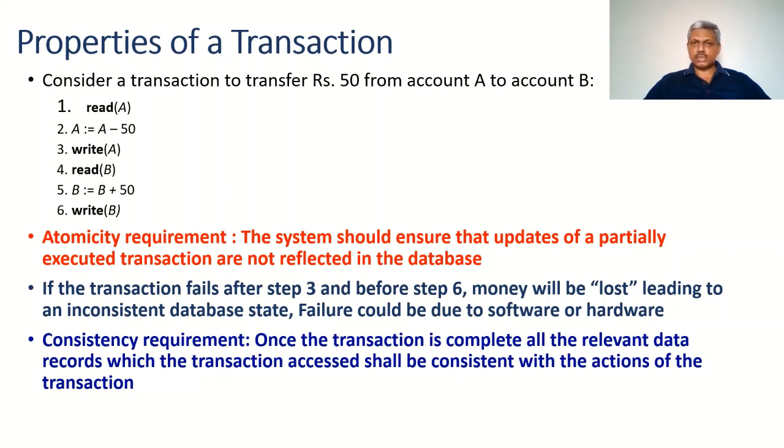Consistency in the sense, whatever actions the transaction does on the database, they should be consistent with respect to the data and with respect to the actions of the transactions. Again, in this case, at the third stage, if there is a failure, then what happens? 50 rupees is debited from account A, but not credited to account B. If you leave the transaction at this stage, the database is in an inconsistent state because 50 rupees is debited from A, but it is not credited anywhere. So it's in the air. So it is an inconsistent state.